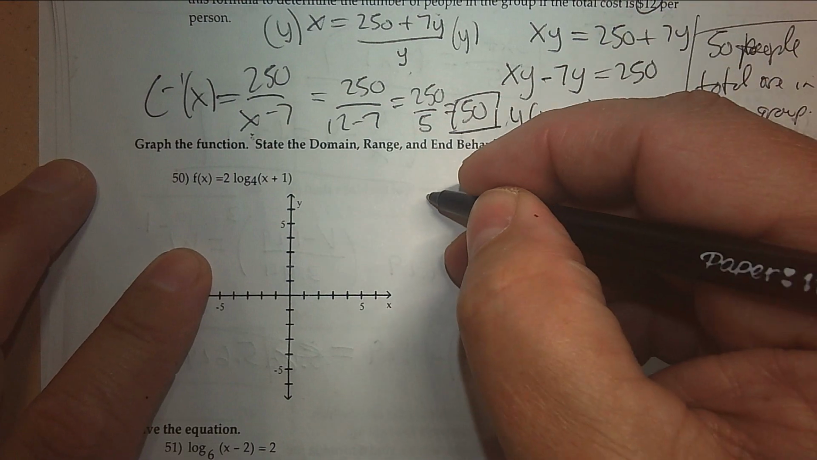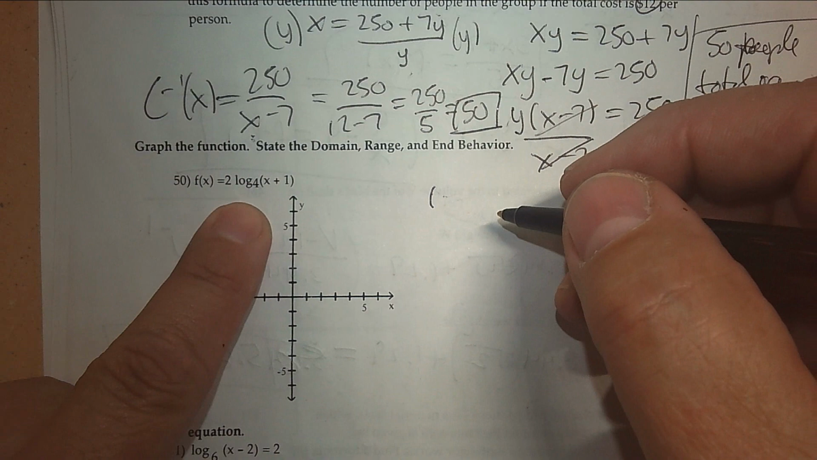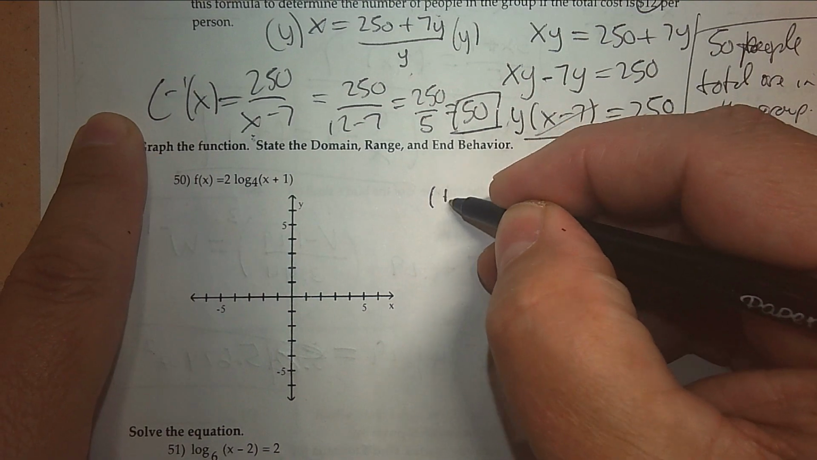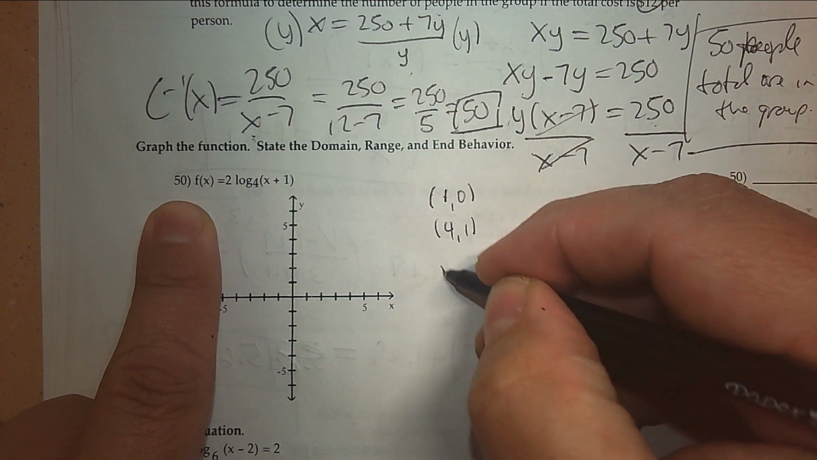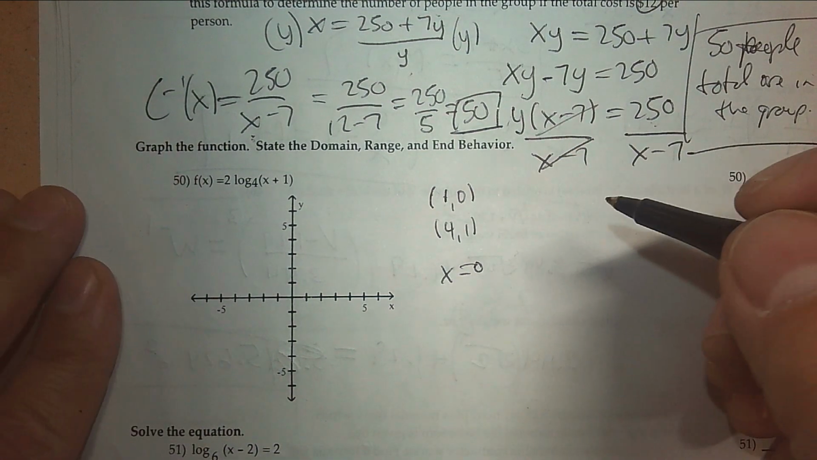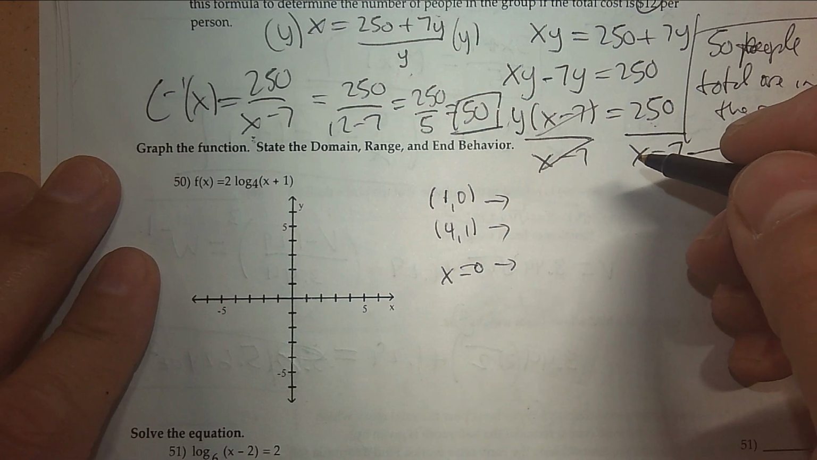So we're going to start with two parent points. The parent is just the logarithm with base 4. For every logarithm, the parent is (1, 0), and then (whatever the base is, 1), and then the asymptote is x equals 0. That's the parent. We're going to transform and make the butterflies.